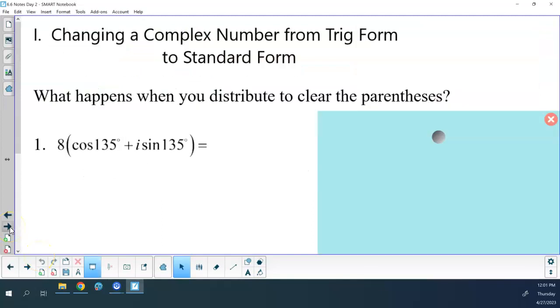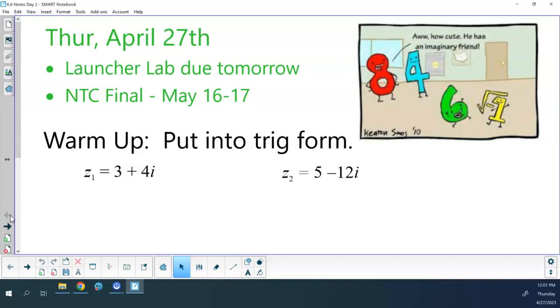So if you go to the next page in your packet, which at the top says changing a complex number from trig form to standard form, that's the page that we're going to start on, which is page 6, I believe, in your packet. Down there at the bottom of that one, later on, we're going to want to change z sub 1 and z sub 2 into trig form. So those are the two warm-ups that I'm actually going to go with today. So if you could convert at the bottom of that page 6, down there in part B, both of them into trig form right now, that would be a great warm-up. Go for it.